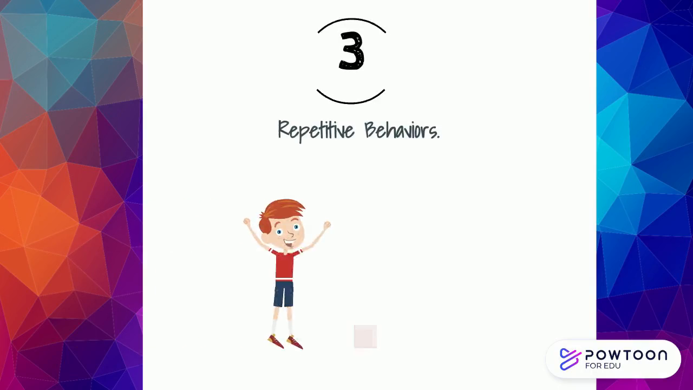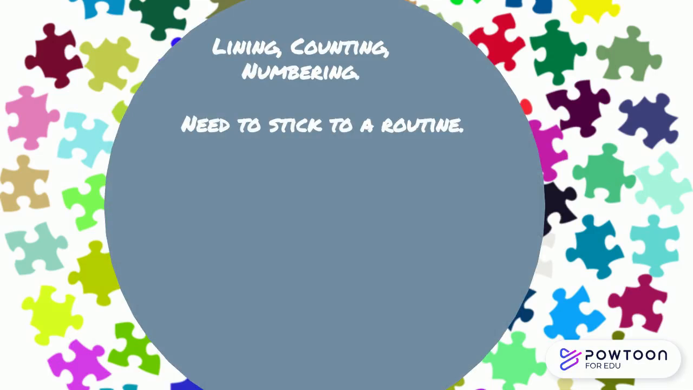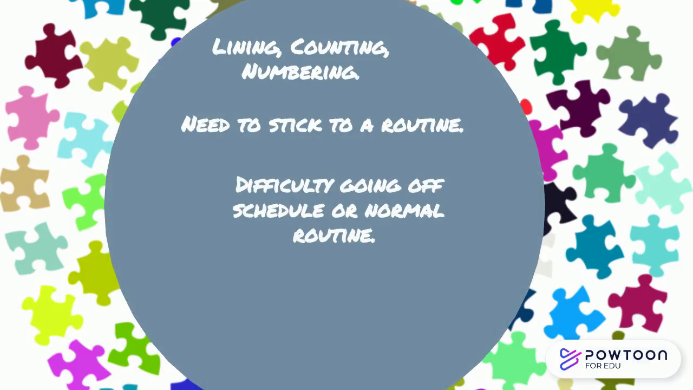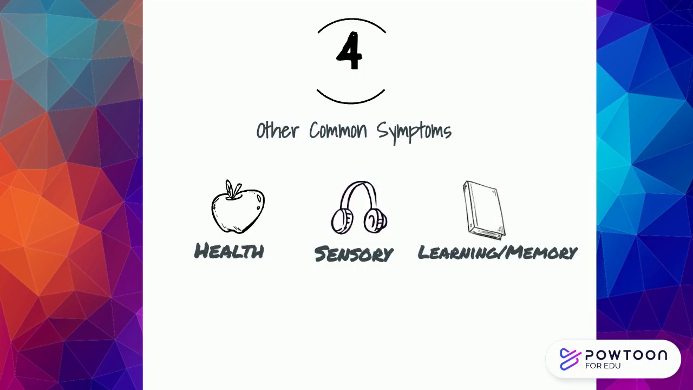One other common symptom of ASD is repetitive behavior patterns. These symptoms might include whining, counting and numbering items, the need to stick to a rigid routine, difficulty going off a schedule or a normal routine, and other rigid behavior patterns. These also vary depending on the individual and may range in severity. Other common symptoms of ASD include health-related symptoms, sensory-related symptoms, and learning or memory-related symptoms. Let's talk about each of these a little more in depth.